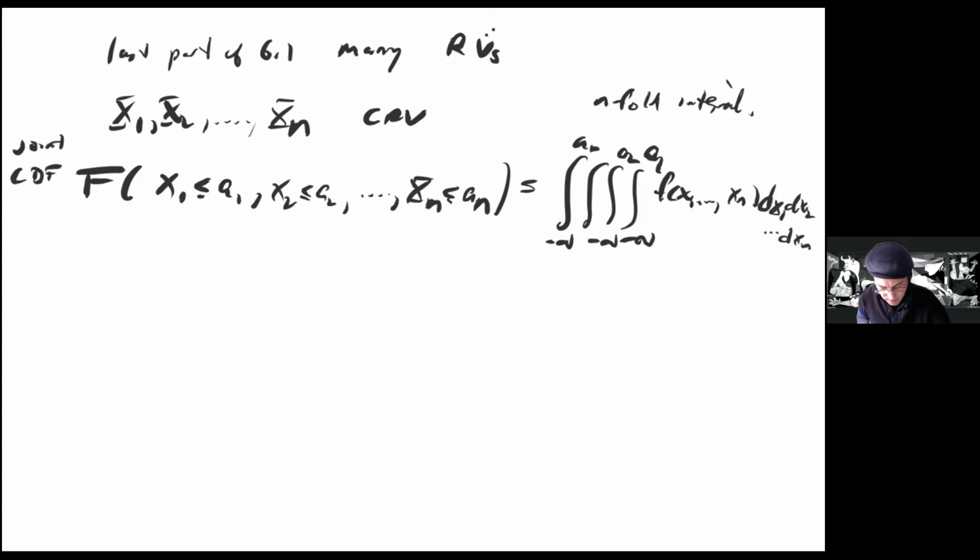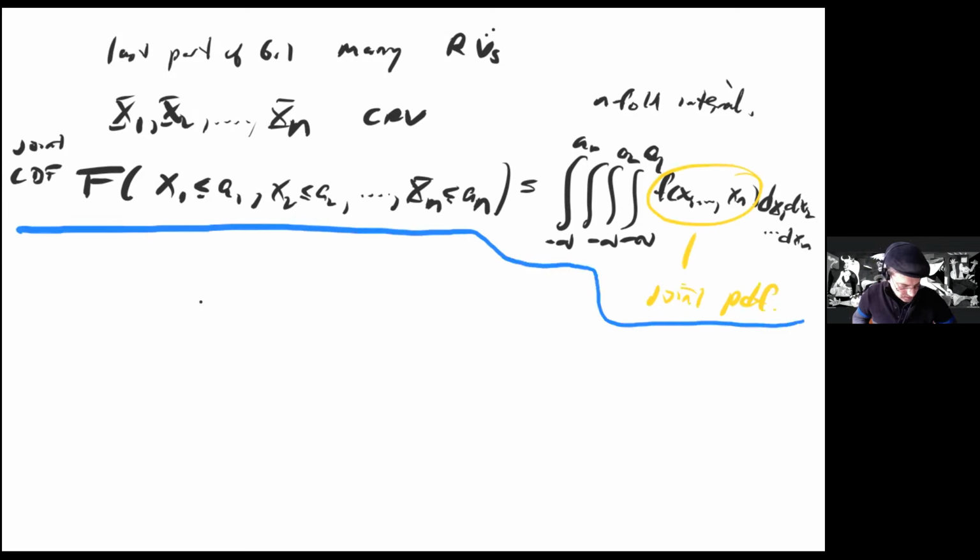So this function here, that's in the integrand, is called the joint probability density function for the collection of random variables. And the book gives one example, which is that of the so-called multinomial distribution, which goes like this.